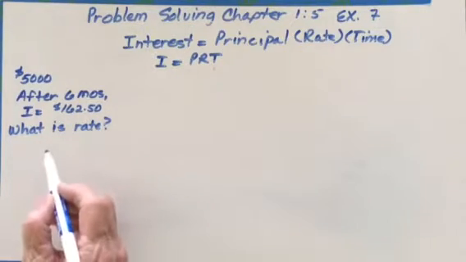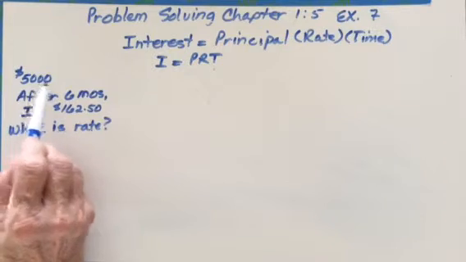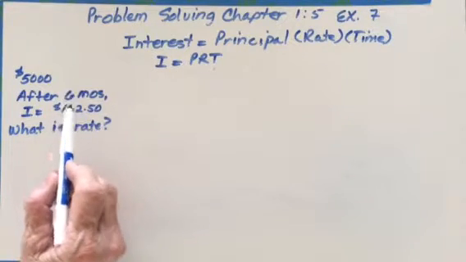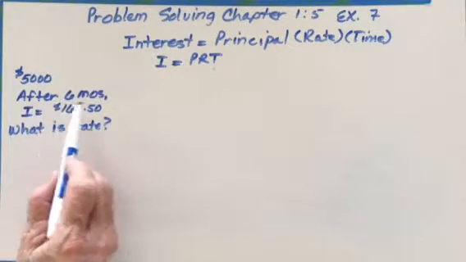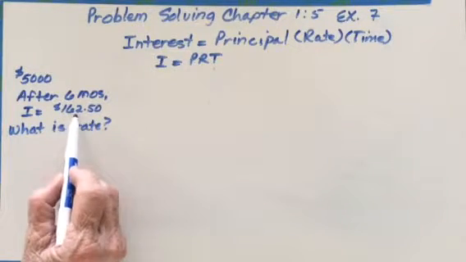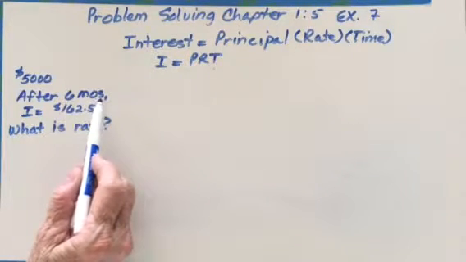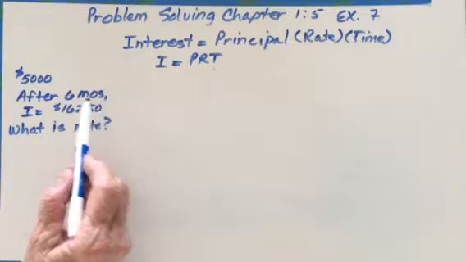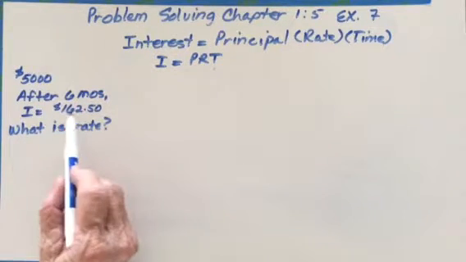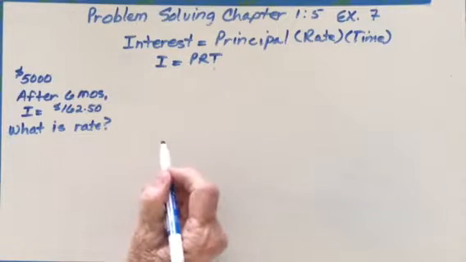So here's the question. If I deposit $5,000 in some kind of a bank, it tells me that after 6 months, I have earned $162.50. That's the interest that I earned after 6 months by putting $5,000 in. By the way, that's huge. So they're asking me, what is the rate?